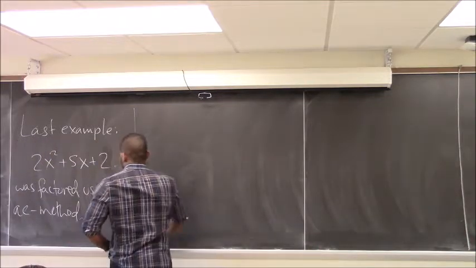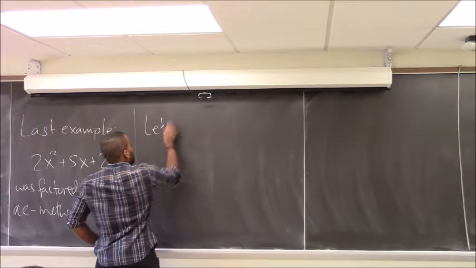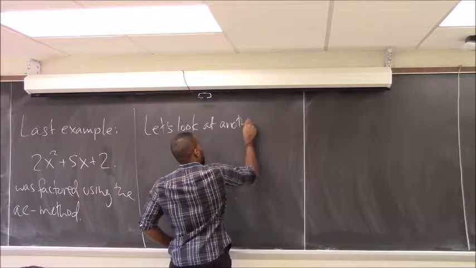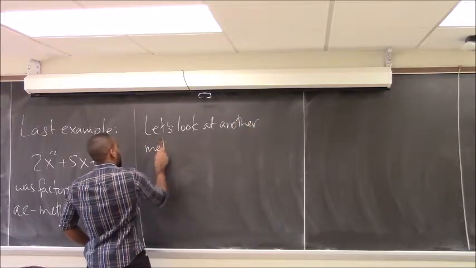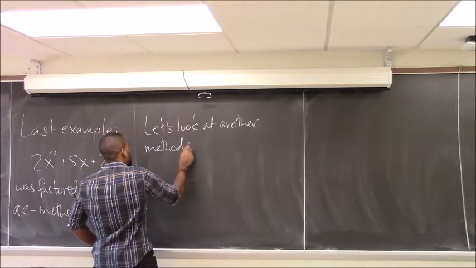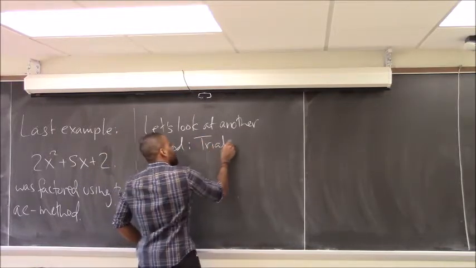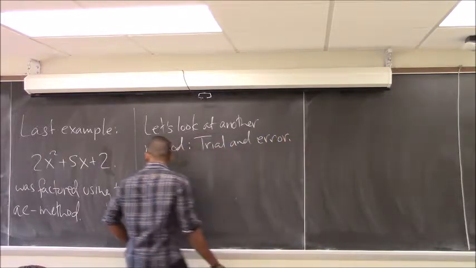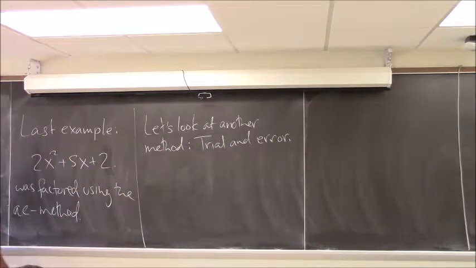I want us to look at another method, the other one. I don't know what it's called, I just call it trial and error because it's kind of like a trial and error. A lot of people know the AC method, and if you don't know the AC method, I actually wrote down the steps. It's somewhat straightforward, I would say.